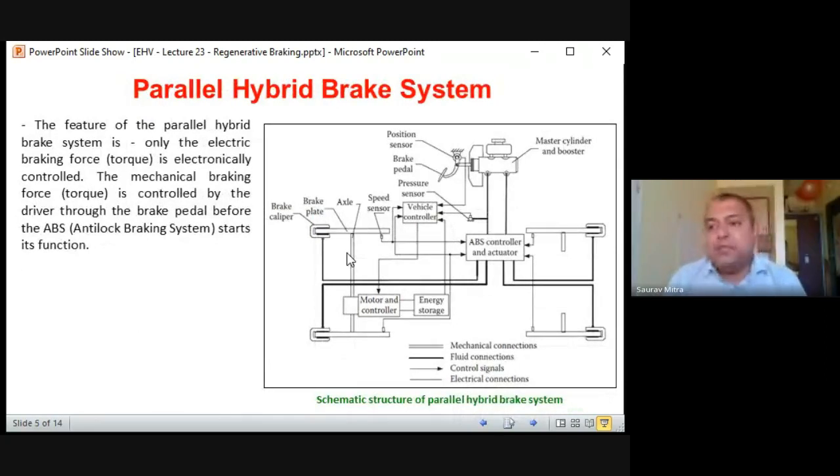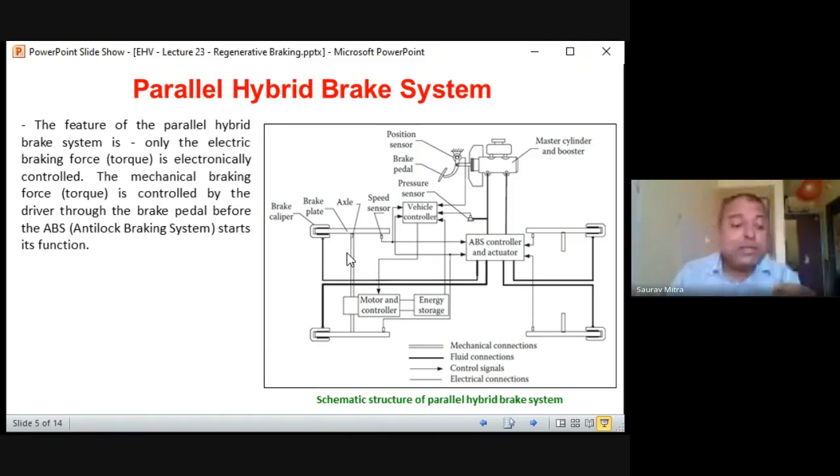The feature of this parallel hybrid braking system, this is the main thing. This is the same parallel hybrid braking we are discussing now. The feature of the parallel hybrid brake system is that only the electric braking force or torque is electronically controlled, but the mechanical braking force is controlled by the driver through the brake pedal before the ABS starts its function. ABS is controlled by the microcontroller and all these things, so it is a kind of smart control.